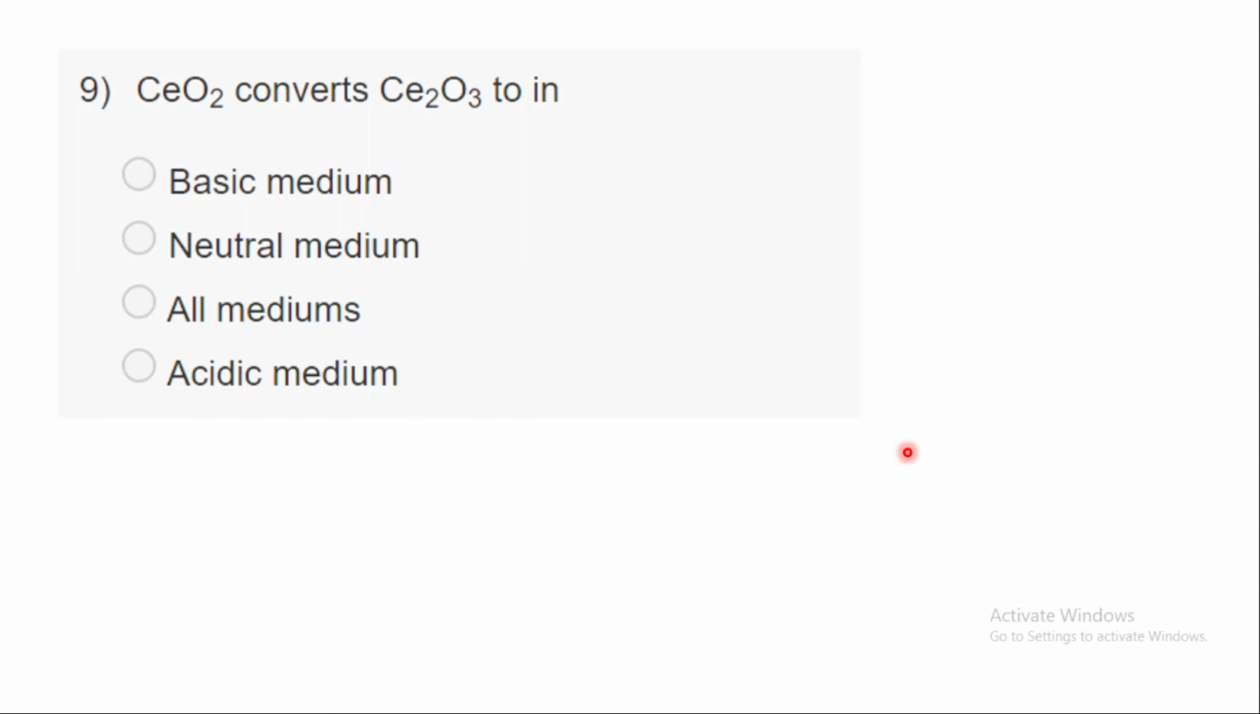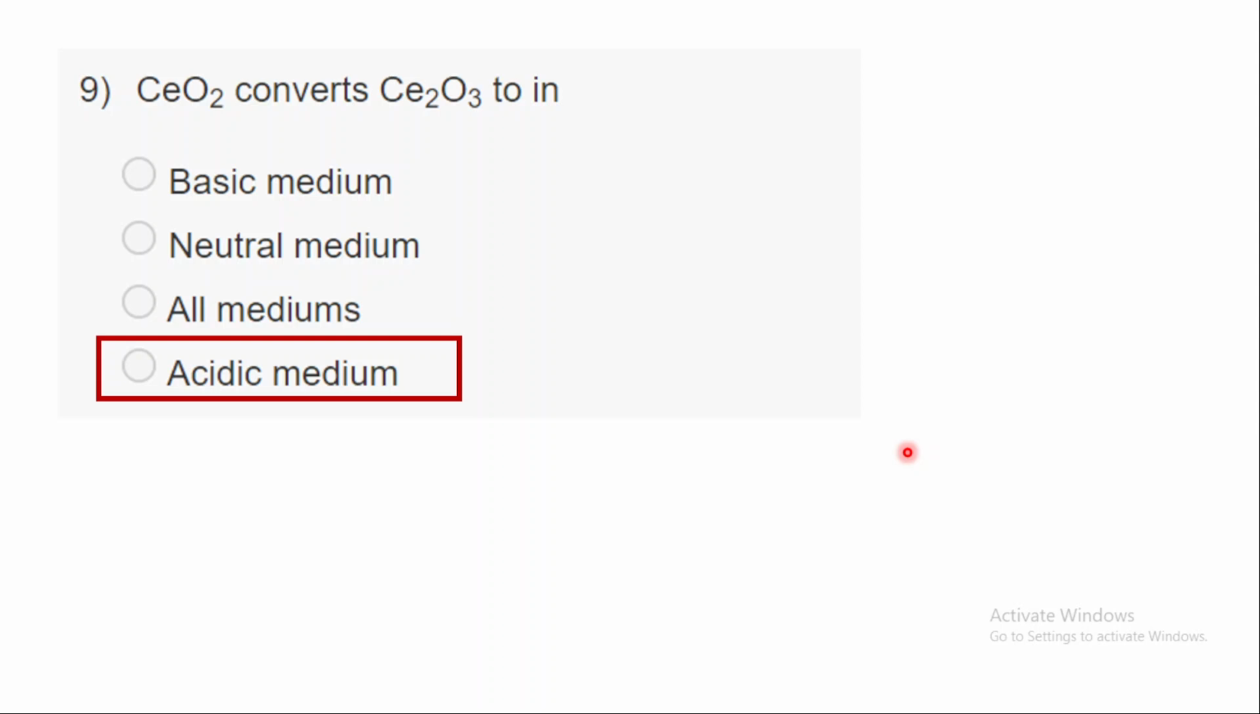Great, nice try. See, efforts are what we are looking for. Roshan is answering C, all mediums. Durga Devi is saying neutral medium. Nirav is saying acidic medium. So we have all different sets of answers. Let's see what is the correct answer. The correct answer is D, acidic medium.